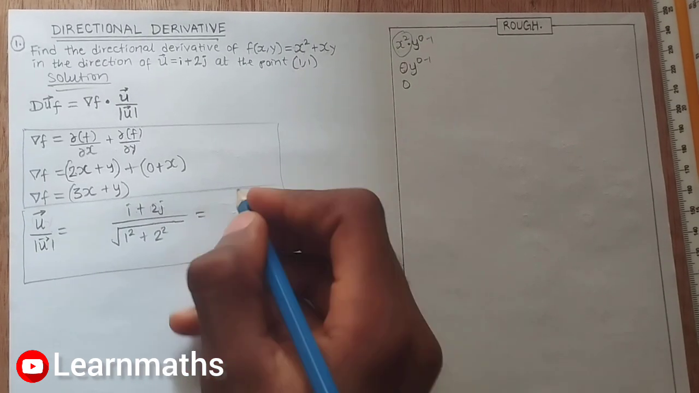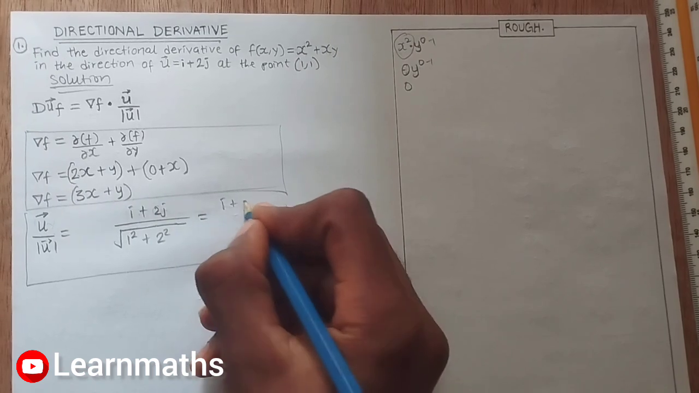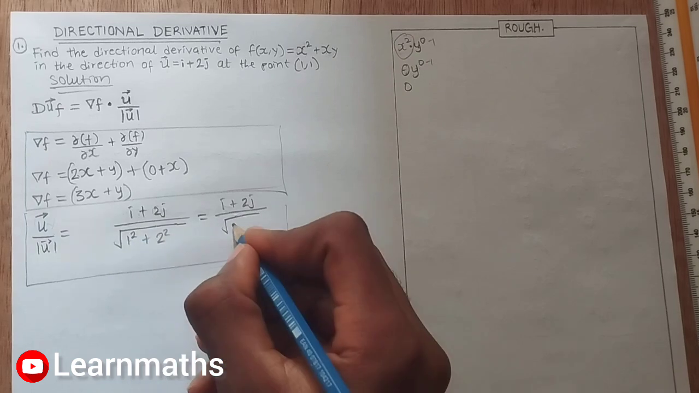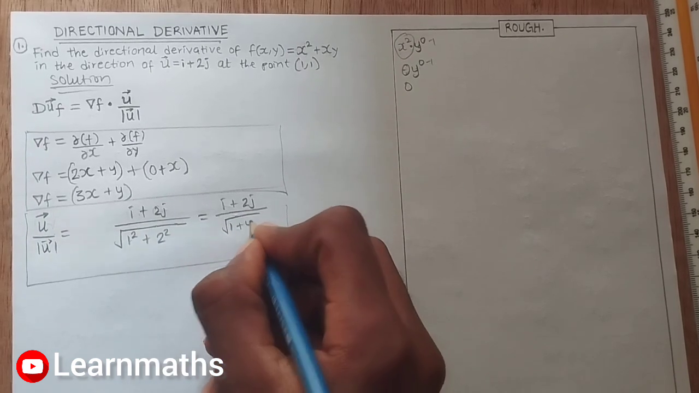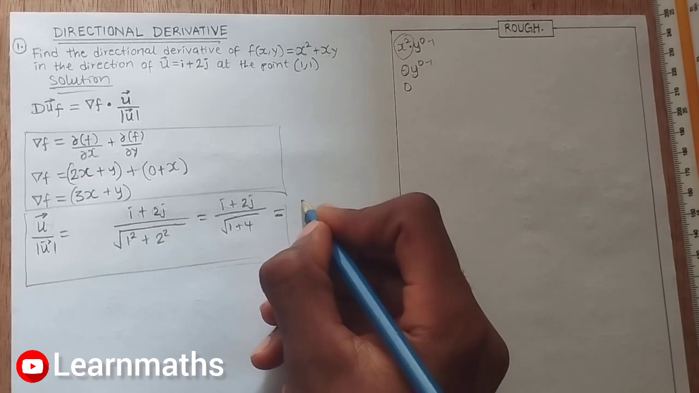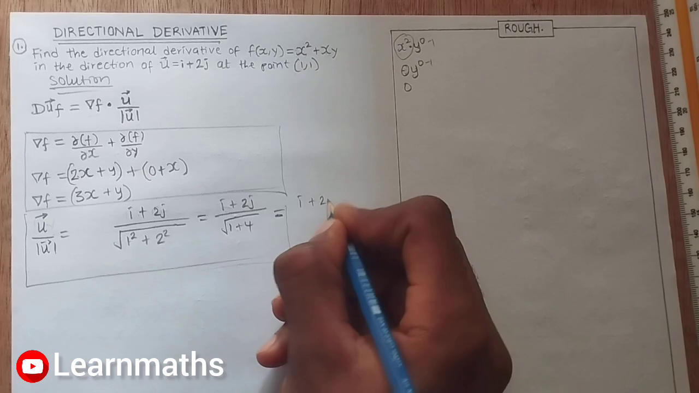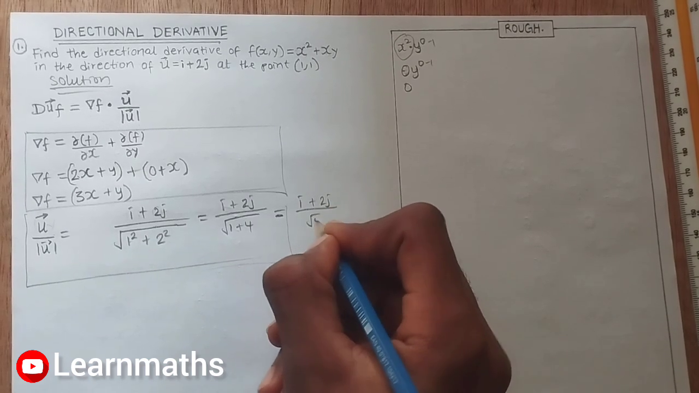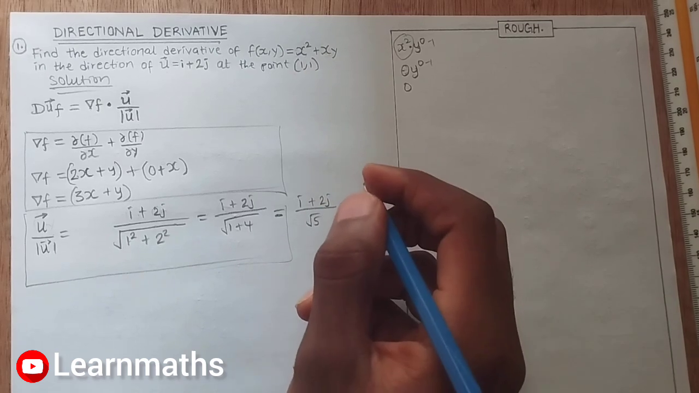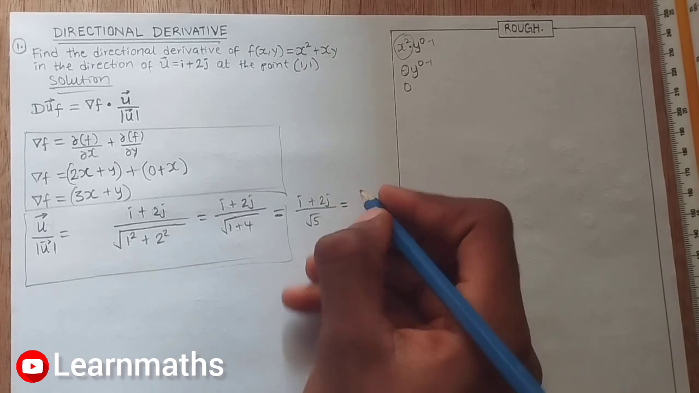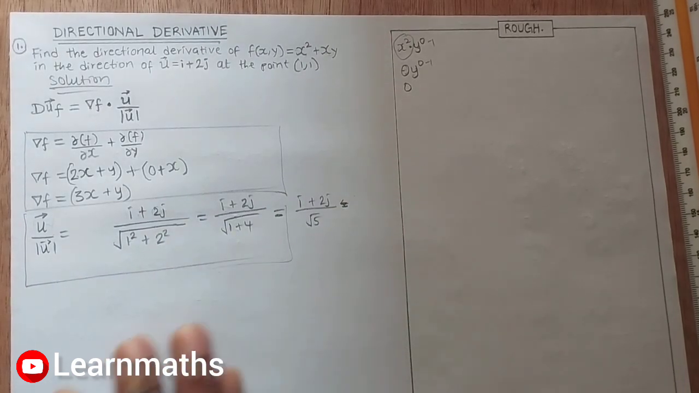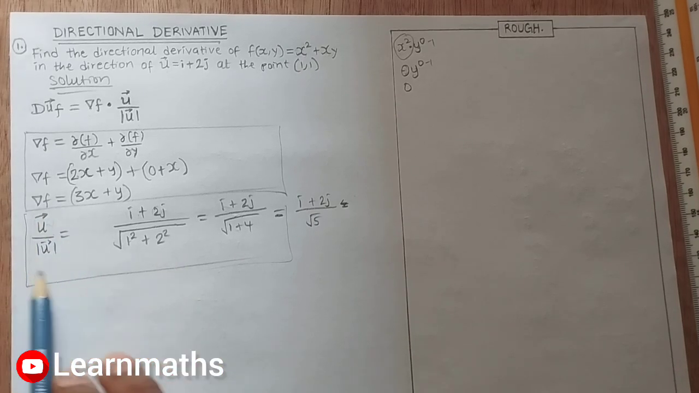So the unit vector is going to be i plus 2j over the square root of, this is 1, this is 4, that's the square root of 5. I'm out of space, but this is going to be i plus 2j over square root of 5. I'm going to split this into two parts. I'm going to leave it that way since I don't have space on this side. So we found the unit vector.